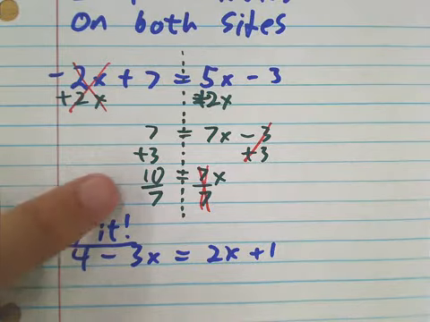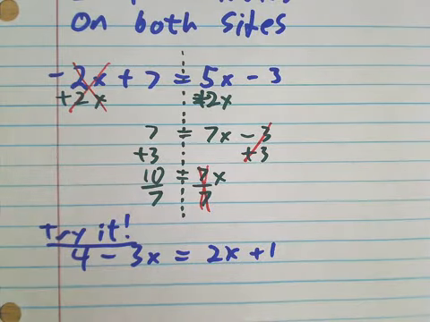10 and 7 don't reduce, and you can leave it as an improper fraction. No mixed numbers, or at least we don't want to have them. That's just an extra step for us now. We don't need to do that.